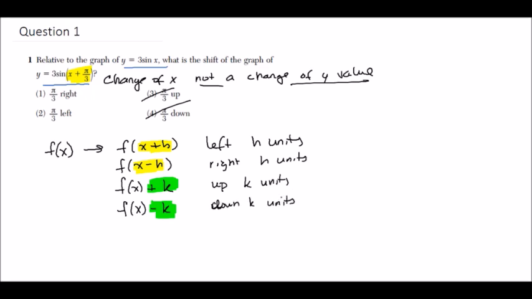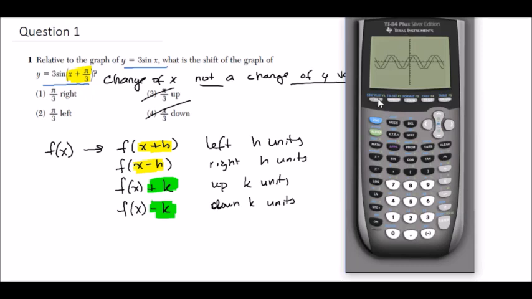Now, let's say you don't remember any of this, and we want to figure this question out by actually graphing this in the calculator. We can certainly do that. So I've gone ahead and already put the functions in here. In our original one, we have 3 sine of x, and in our second function, we have 3 sine of x plus pi over 3. I'm just going to change this slightly here. So it graphs it again.